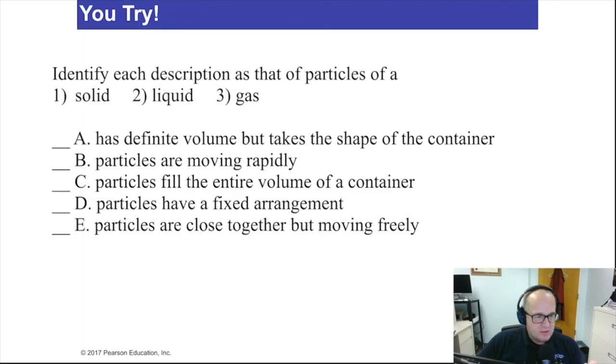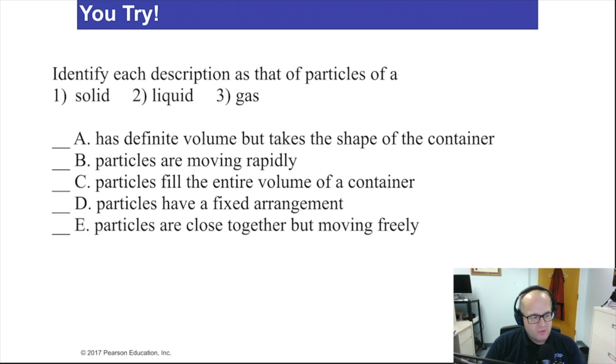All right, let's take a look at this little U-Try quiz. Identify each description as that of the particles of a solid, liquid, or a gas. A has definite volume, but takes the shape of the container. Well, what has a definite volume that will take the shape of its container? Well, that's a liquid, right? Liquids will have a definite volume. You can't change its volume, but you can change its shape.